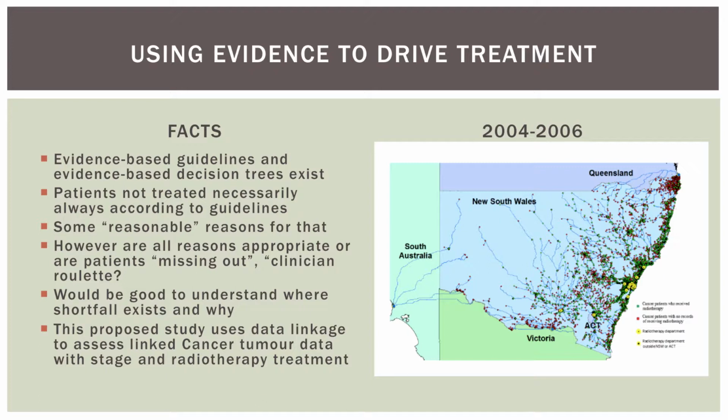However, studies have shown that patients are not necessarily treated according to guidelines. This variation might be due to reasonable reasons, such as excess comorbidity, patient age, or patient choice. But there are also other reasons that may not be considered appropriate, where patients are missing out on therapy that would be considered appropriate based on the evidence.